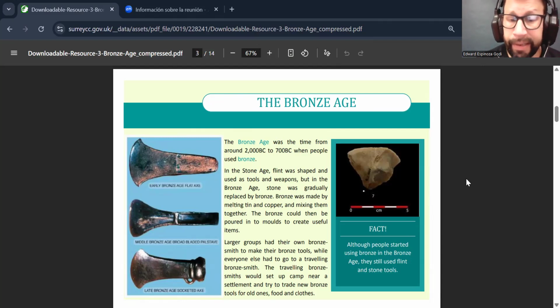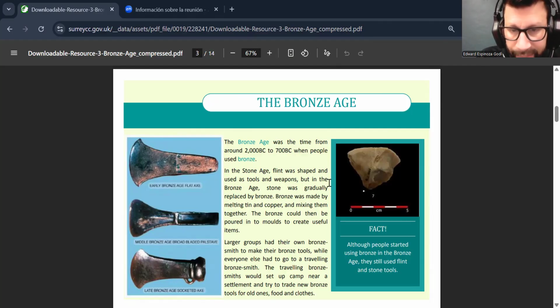Bronze was made by melting two different materials, tin and copper. By melting and blending these two metals, mixing them together, you got what was known as bronze. It was poured into molds to create useful items. Right over here are some examples of an early Bronze Age axe, a middle Bronze Age palstave, and a late Bronze Age socketed axe.